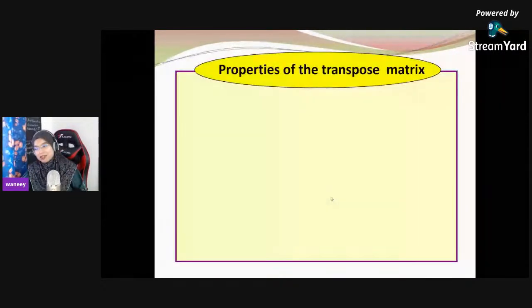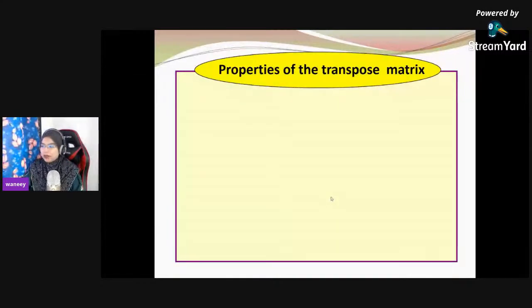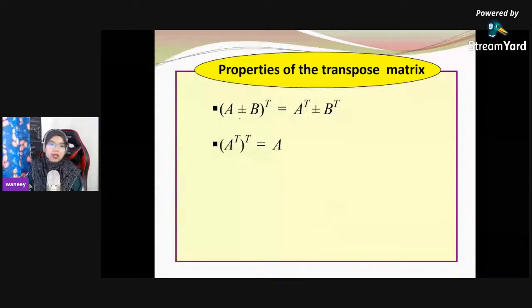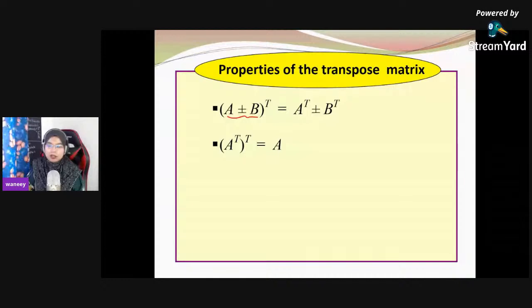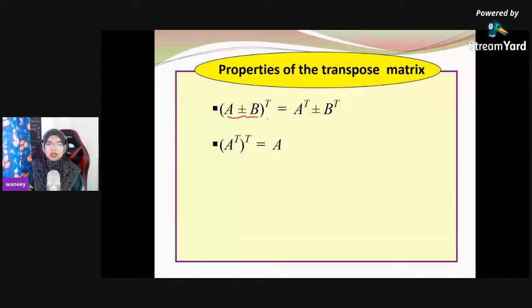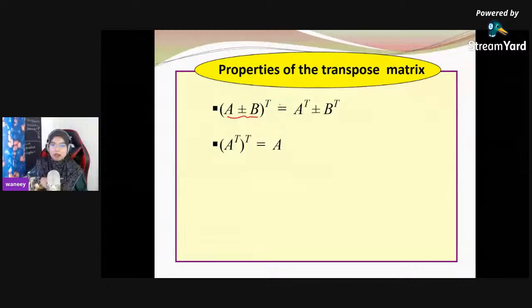Properties of the transpose matrix. There are a few properties that we need to know. The first one, if let's say you have A plus minus B and then you transpose them. What we mean over here is that we are going to add or subtract them first before applying transpose. So that is actually equal to A transpose plus minus B transpose. So you can either add them first before you transpose, or you can transpose them before you add them.